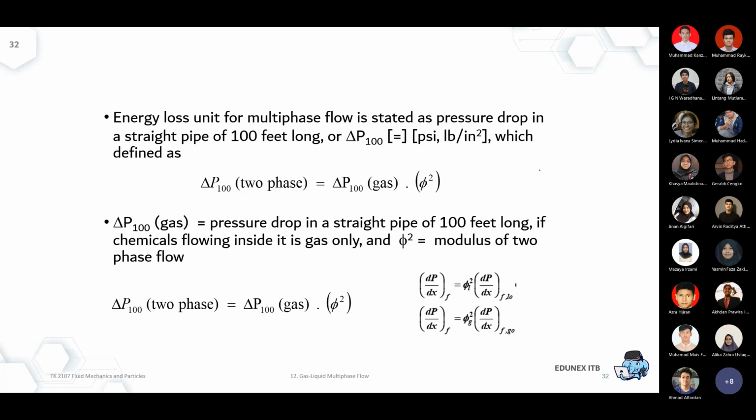Okay, so please look at this first bullet point. The energy loss or the pressure drop for a multi-phase flow is stated as the pressure drop for a straight pipe 100 feet long. Lockhart and Martinelli proposed that, since we know the gas liquid pipeline could be quite complex, we should calculate the pressure drop for every 100 feet, so that the accuracy can be justified.